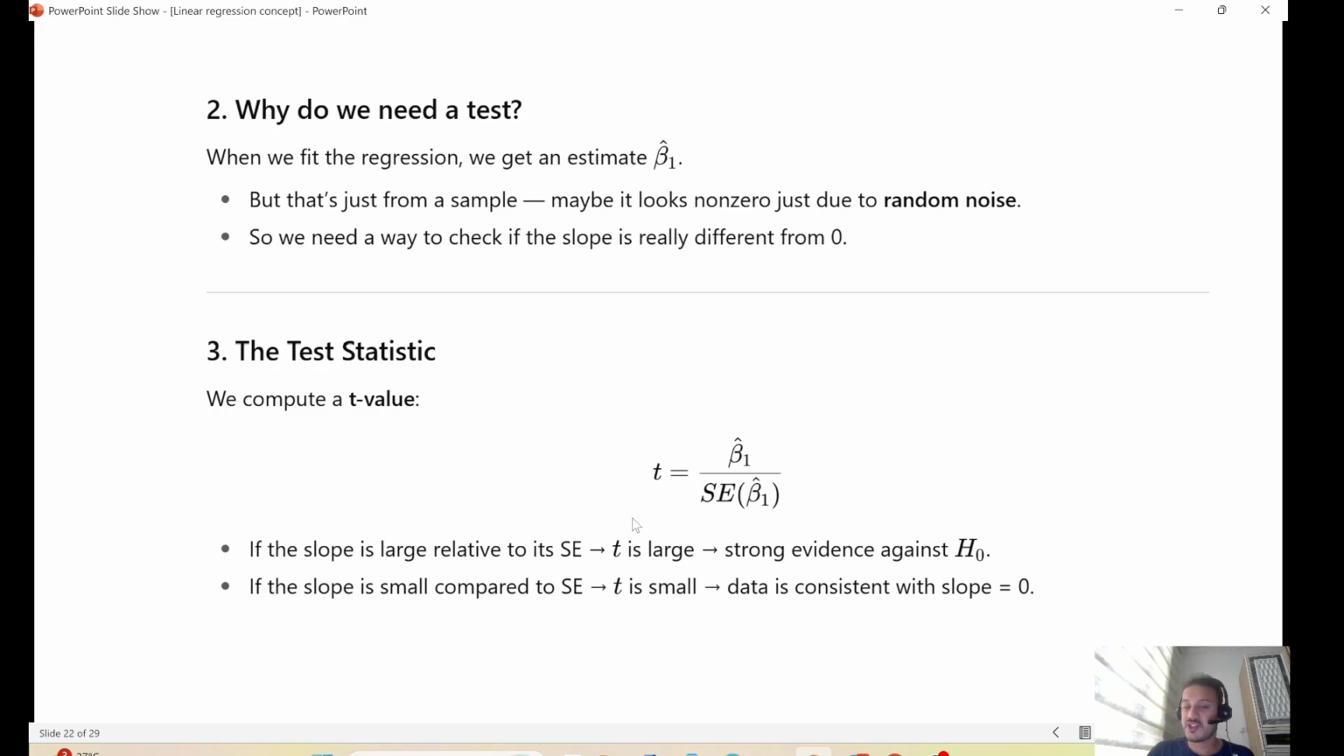If you have a large value of t, that means you have a large value of beta 1, which means it is not equal to 0. If you have a small value of t, that means you have a small value of beta 1, the data is consistent with a slope of zero, that means beta 1 equals 0. So you have to check: if t is large, beta 1 is okay. If it's small, that means beta 1 equals 0, and there is no relationship between your x and y. So you have to change your x.